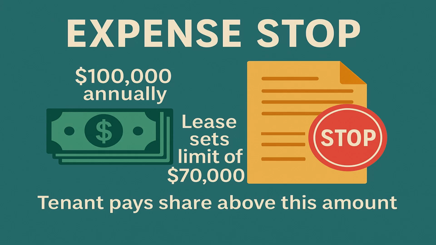When negotiating expense stop leases, landlords and tenants should clarify: 1, what's included in operating expenses; 2, how the stop amount is set; 3, how future expenses will be calculated. Expense stops help landlords control risk. They know their maximum exposure to operating costs, and tenants share in any increases beyond the agreed amount.